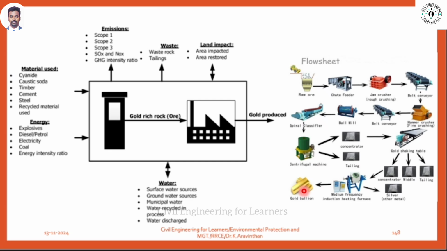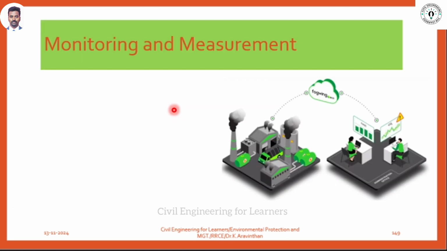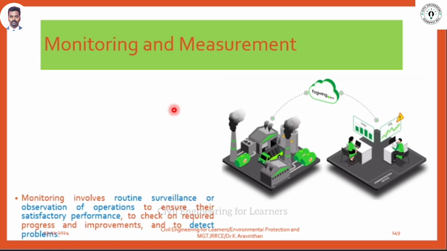Now for this process, what are the things you will monitor? Things required for manufacturing are cyanide, caustic soda, etc. These are all required for manufacturing. For energy, how do they use energy for this whole process? They use explosives. Explosive is one part of energy. Where do they use this energy? For extracting from the mountain. They need gold from the mountain. There they use one type of energy called explosive. Diesel and petrol are required for running the generators, electricity, coal, etc. Every process has to be monitored and measured.